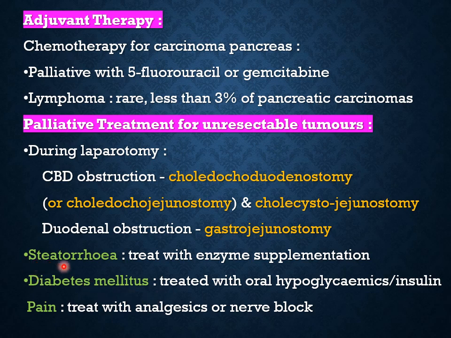Patients with massive steatorrhea can be treated with enzyme supplementation, which I mentioned earlier. Patients with diabetes must be treated; most probably they will need insulin. And patients with pain, which is a significant symptom in advanced cases, will need adequate analgesia or even splanchnic nerve blocks. Okay, and need referral to pain centers.